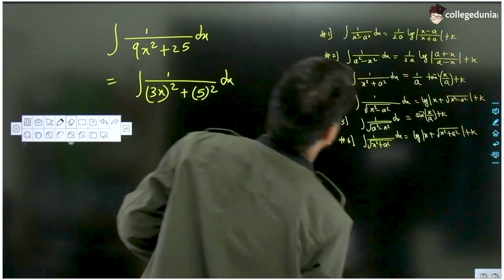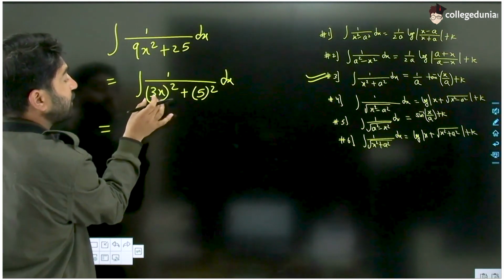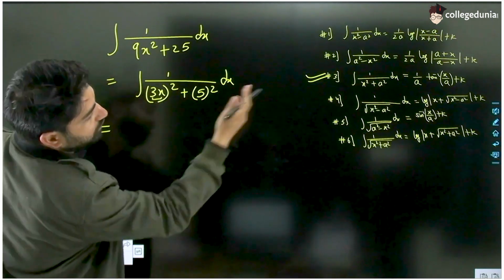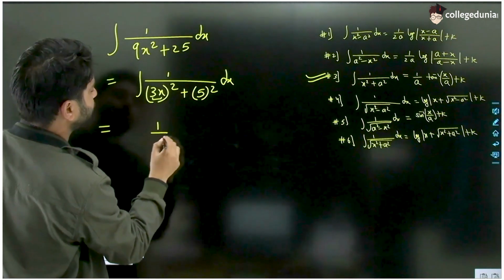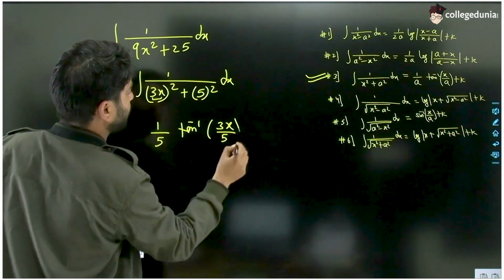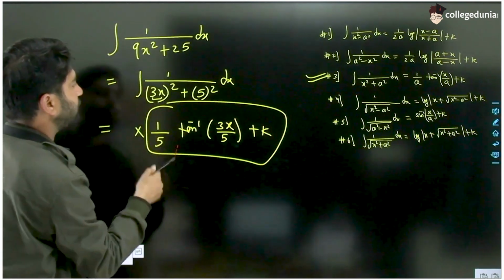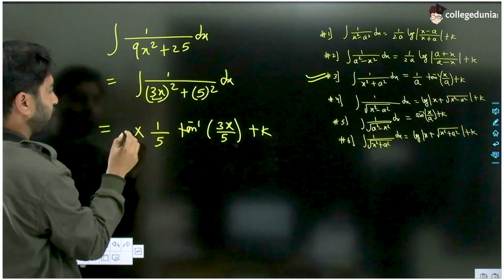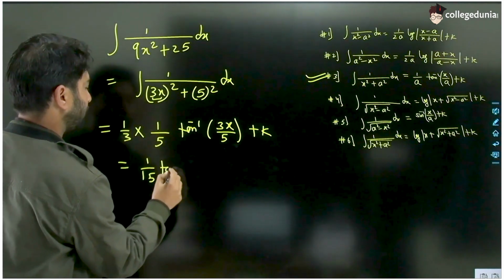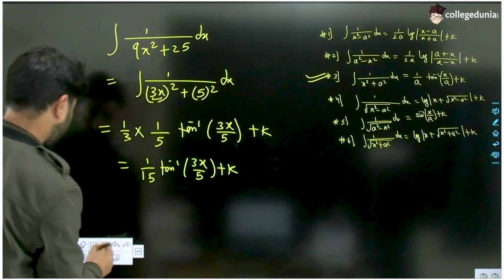So we can apply the third formula in this situation, and we can see inside the bracket there is a linear polynomial 3x which will be considered as x. So according to that formula, the answer should be 1 upon a tan inverse x upon a plus k, and then this entire answer will be divided by the derivative of this 3x, which will be 3. So the right answer should be 1 by 15 tan inverse 3x by 5.